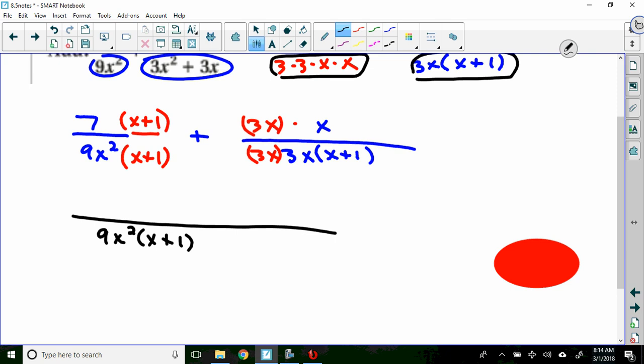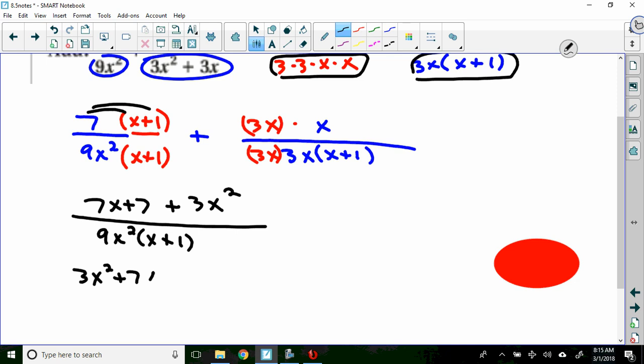My numerator, if I use the distributive property, I'm going to get 7x plus 7 plus 3x squared. Now, you might think we're done, but we're not even close. What do you know about polynomials? They are supposed to be written in what kind of form? Standard form, which means that the terms are written in descending order by degree. So we should write 3x squared plus 7x plus 7 over this 9x squared times x plus 1.